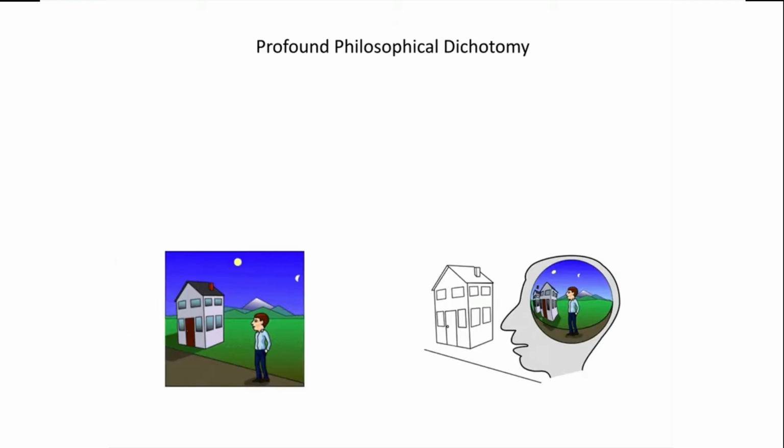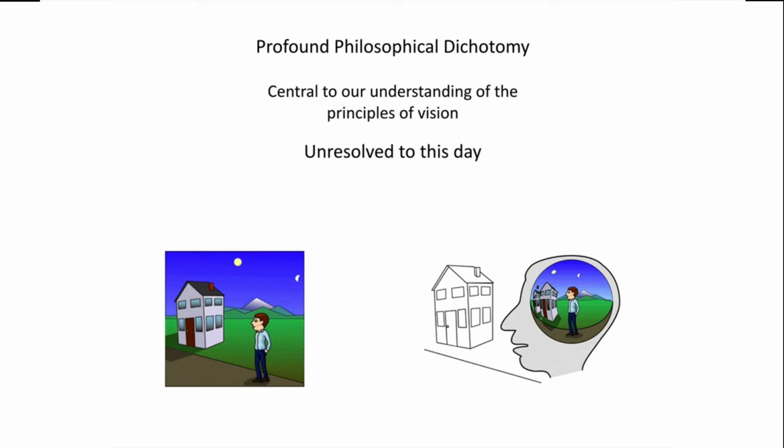This is a profound philosophical dichotomy, and it's central to the understanding of the principles of vision. And this issue, incredibly, remains unresolved to this day. I propose that this is the single greatest obstacle to further advance in understanding of the essential principles of vision.